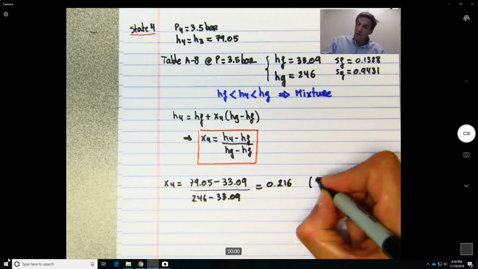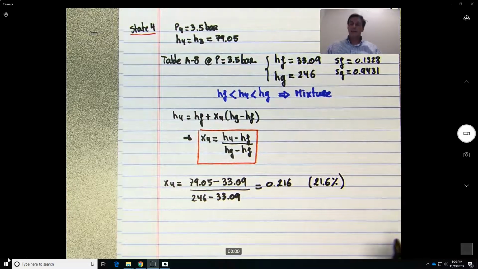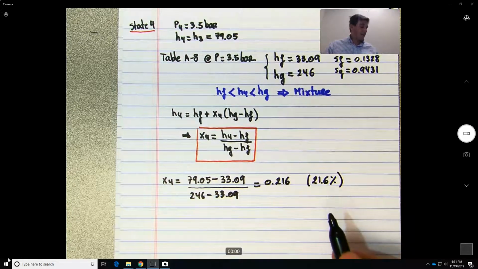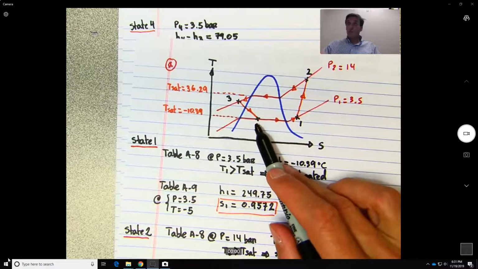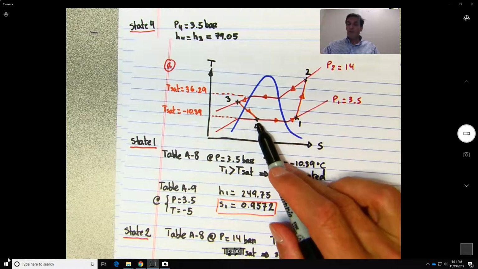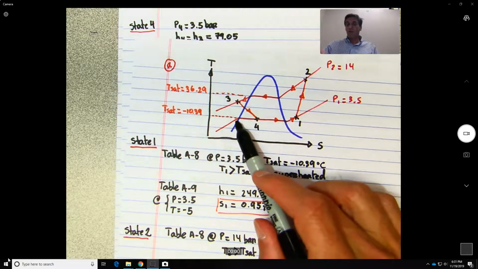And if you do this calculation, you get 0.216, which means what? 21.6% is in the gas state. So basically in this figure, 21.6% of the refrigerant is under gas state, the rest is under liquid state. That's why it's kind of closer to this line.